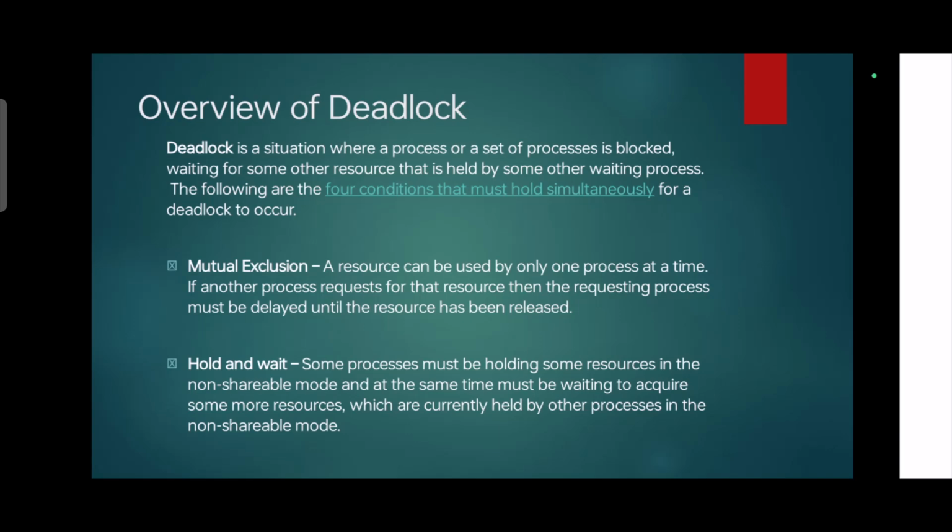Mutual exclusion. A resource can be used by only one process at a time. If another process requests that resource, then the requesting process must be delayed until the resource has been released. Second condition is hold and wait. Some processes must be holding some resources in the non-shareable mode and at the same time must be waiting to acquire some more resources which are currently held by other processes in non-shareable mode.